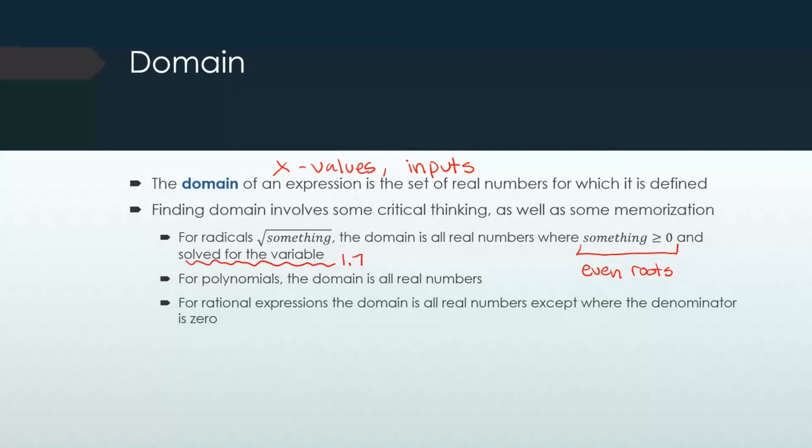Polynomials, we've talked about polynomials. For polynomials, the domain is all real numbers. So that's when we basically just memorize: for every polynomial, the domain is all real numbers.